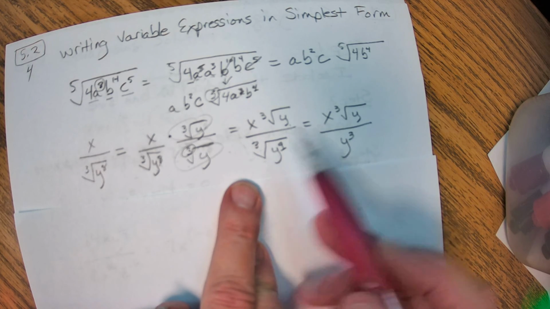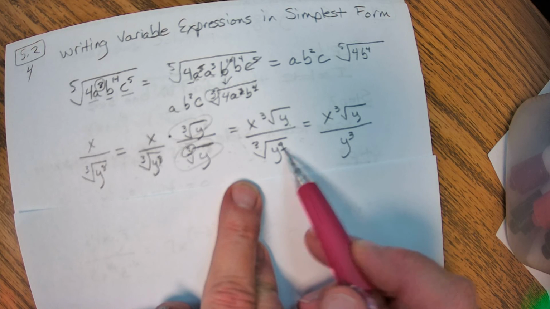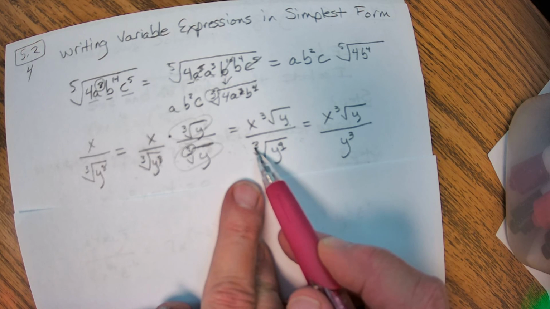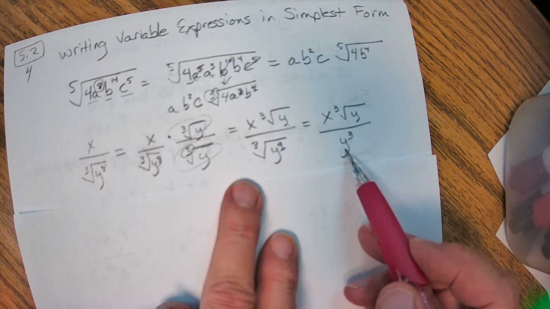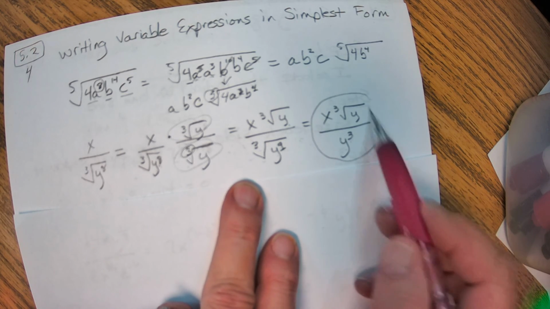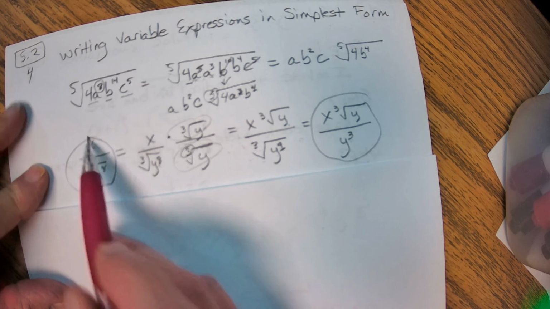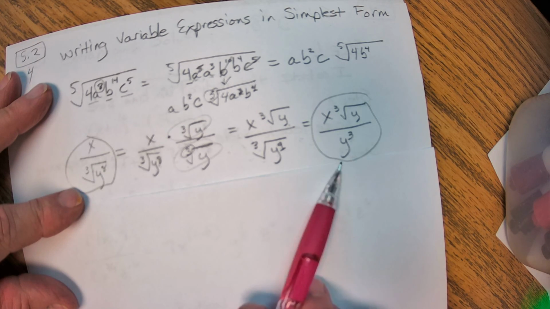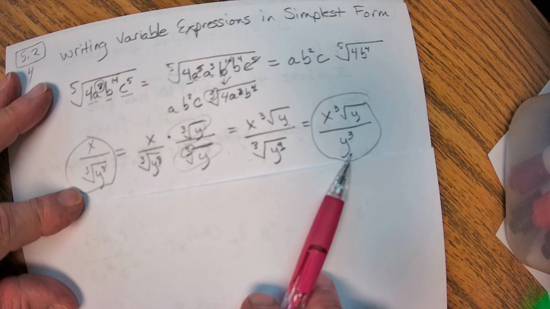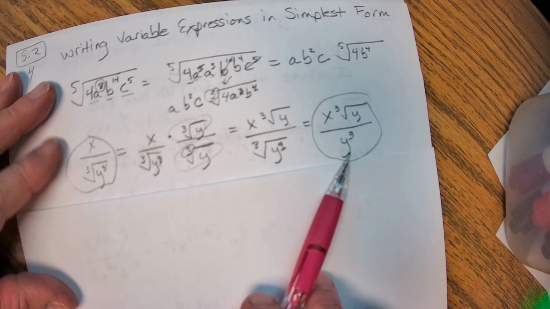This would be the cube root of y to the 9th, but 9 divided by 3 is really 3. So the new denominator is y cubed. This and this are saying exactly the same thing, but this form is more acceptable because the denominator has been rationalized.